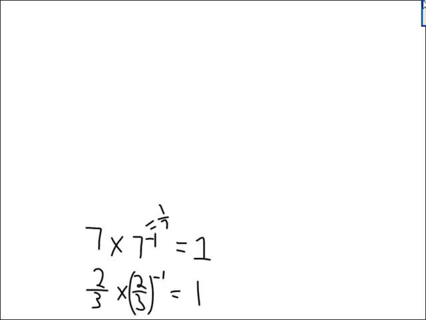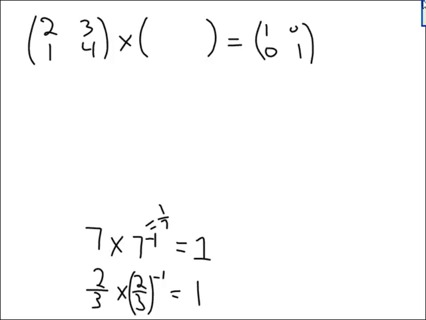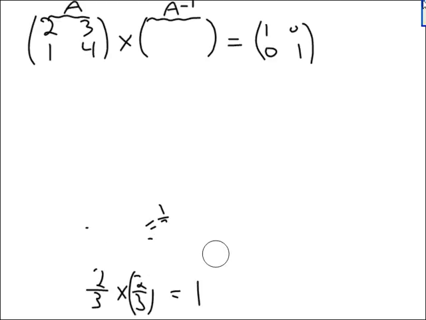If you're given a matrix 2, 3, 1, 4, is there anything that we can multiply it by to get back the 2 by 2 identity matrix? Now, if this matrix is called A, then this mysterious matrix is called A inverse. The inverse of A. What do you multiply A by to get the identity matrix? Again, in this section, all our matrices are square.